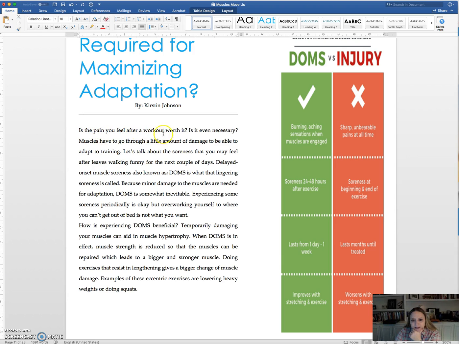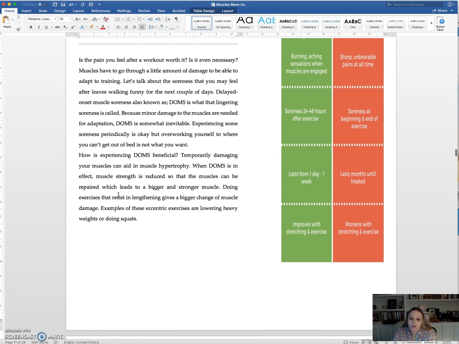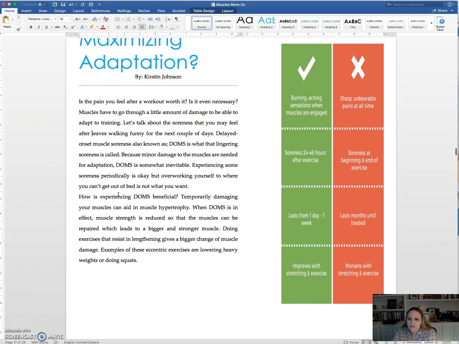All that stuff matters. I like the way this starts. Is the pain you feel after a workout worth it? Is it even necessary? Again, I will be filtering this through the Turnitin model, and so it'll let me know if any of this content is not original. Okay, so be sure you are citing it.